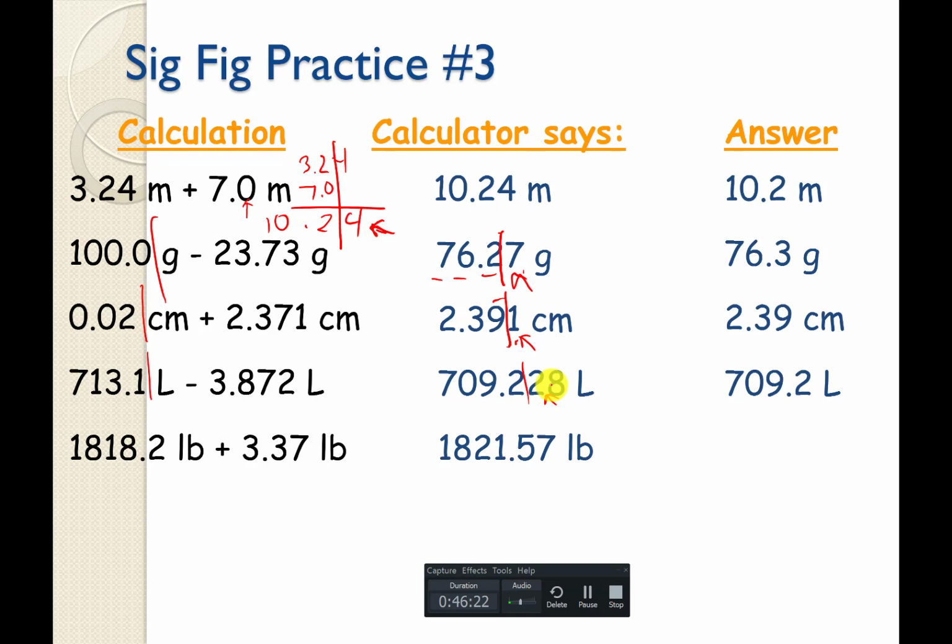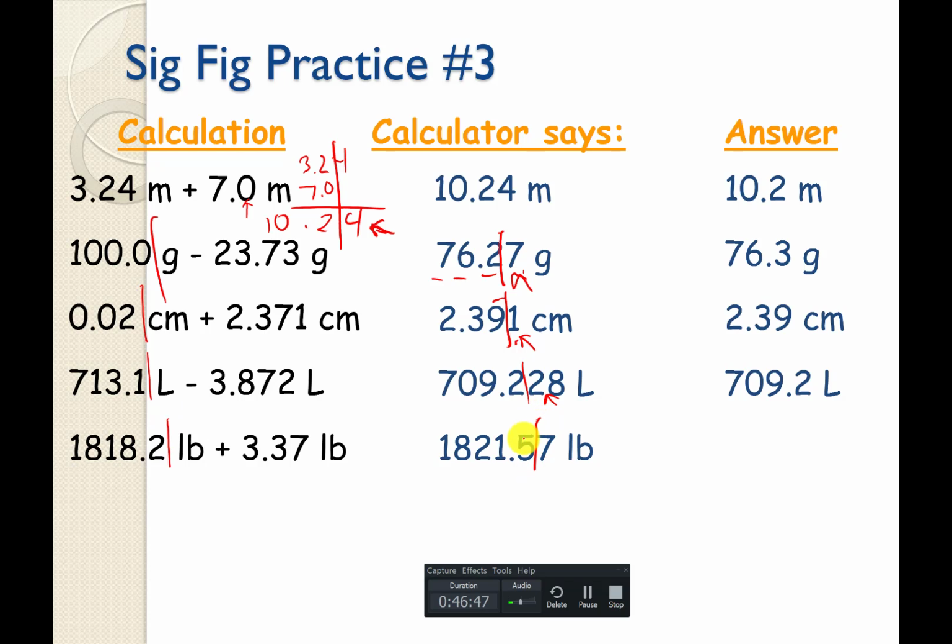Let's look at this problem. We have this number, 1,818.2, only goes to the 10th place. 3.37 goes to the 100th place. The one with the least decimals is 1,818.2. So therefore our answer is limited to the 10th place.